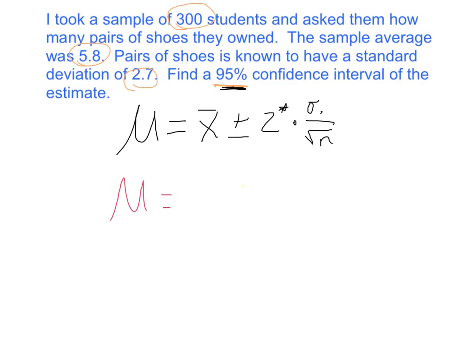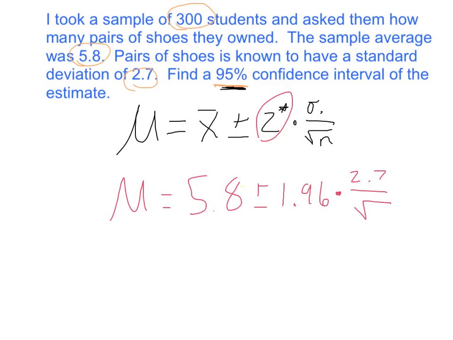So if we were to jump straight into actually using this formula here, we're going to say that mu is equal to 5.8 plus or minus the z-star we calculated just a moment ago. That's for 95%. That's going to come out to be 1.96. And we multiply that by our standard deviation of 2.7 over the square root of our sample size, 300. And that would be our formula.